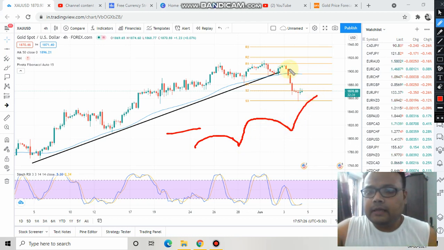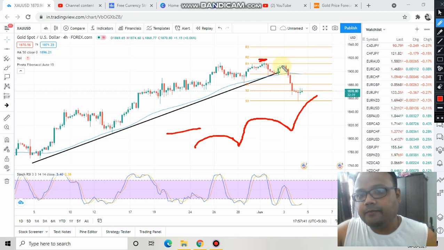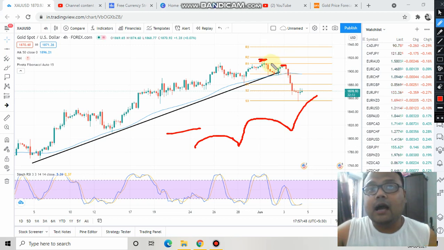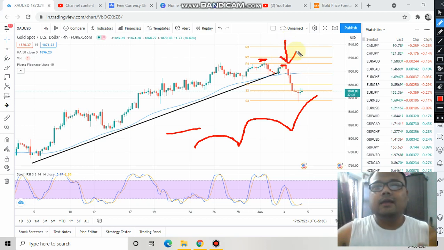But here, when the market came down to the support and bounced, it did not cross the previous high. This was the previous high. When the market bounced yesterday from this particular price level, it did not break the previous high; rather it made a higher low, and this was the indication for us that something is not right with the chart, something is not right with the bullishness of the market.